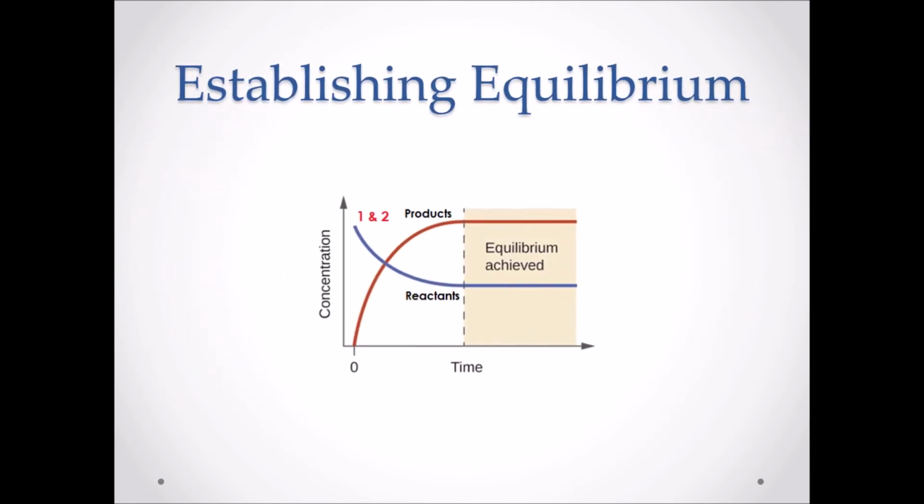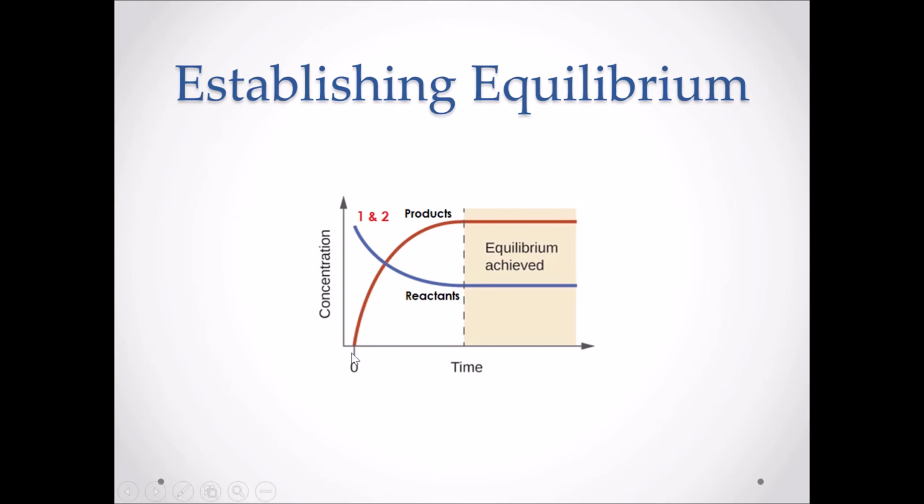And that brings us to establishing equilibrium. First, let's determine what this graph is showing us. We can see on our y-axis we have concentration, and on the x-axis we have time. Therefore, this graph is representing reaction rates. In blue, we have the reactants. This is telling us the rate of the forward reaction. In red, we have the products. This red line would be telling us the rate of the reverse reaction.